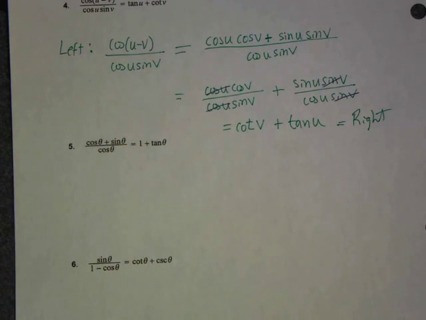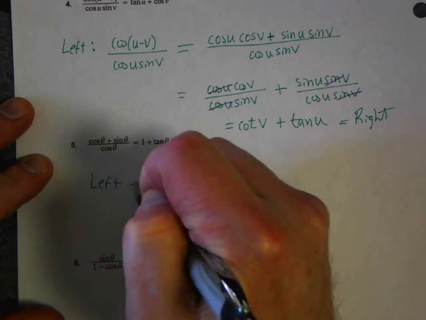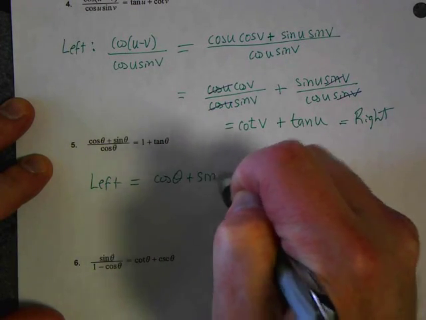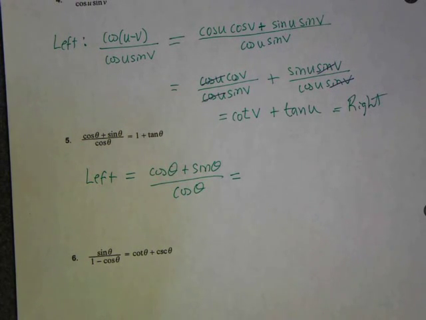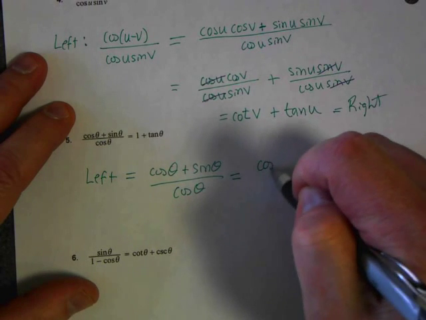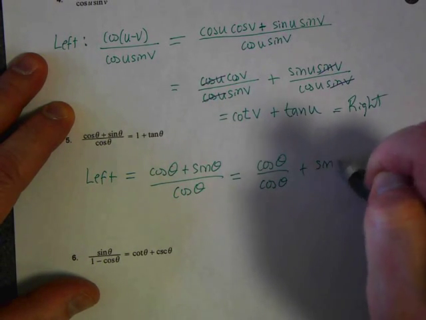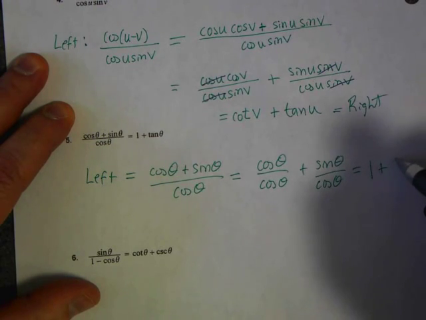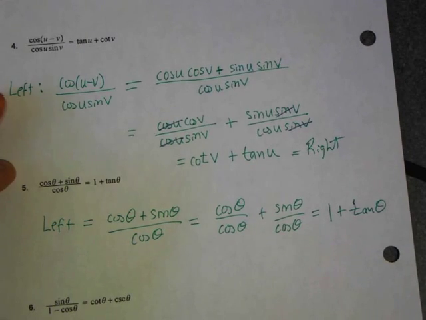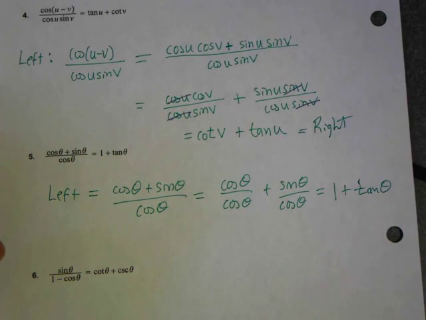How about number 5? Start with the left. All right. I would agree that the left is more complicated. Cosine theta plus sine theta over cosine theta. Could you break that up? Break it on the numerator, just like we did last time? Yeah. Absolutely. Cosine theta over cosine theta plus sine theta over cosine theta. Cosine over cosine is 1. Sine over cosine is tangent. The end. That was the easiest one on the whole sheet, I thought.